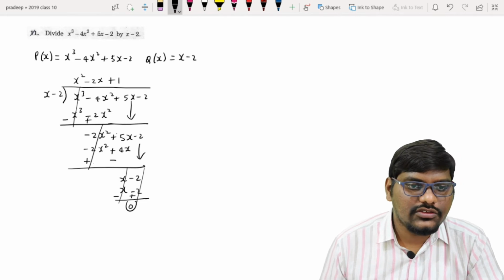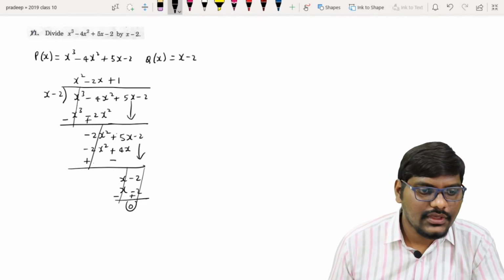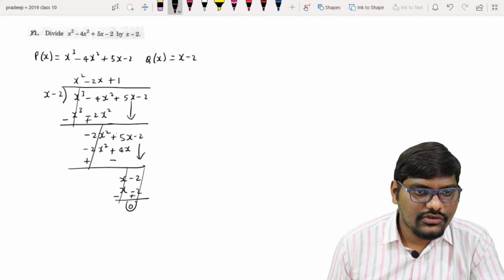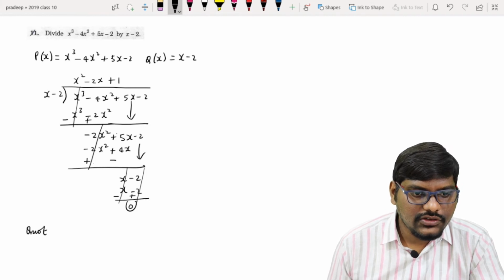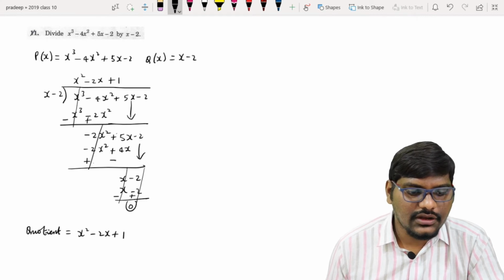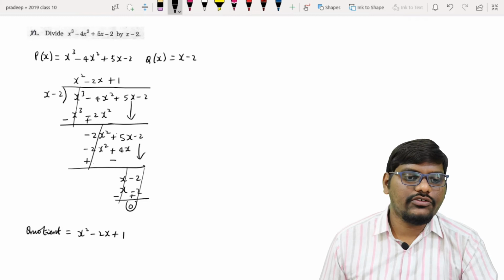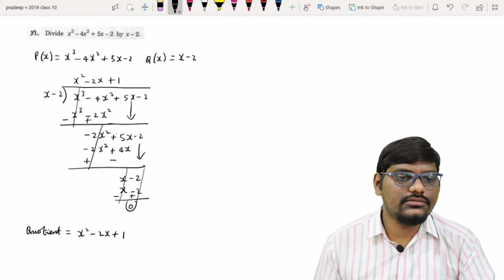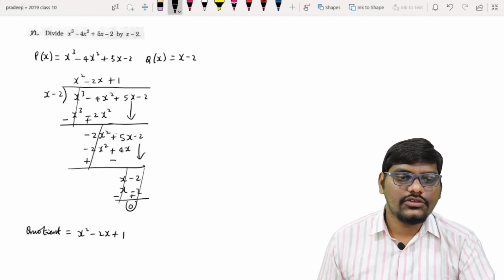Alright. So this, the quotient here is what? I can write here, quotient. What is the quotient we got? We got it, x square minus 2x plus 1. So this is the quotient. All right. So this is our answer.